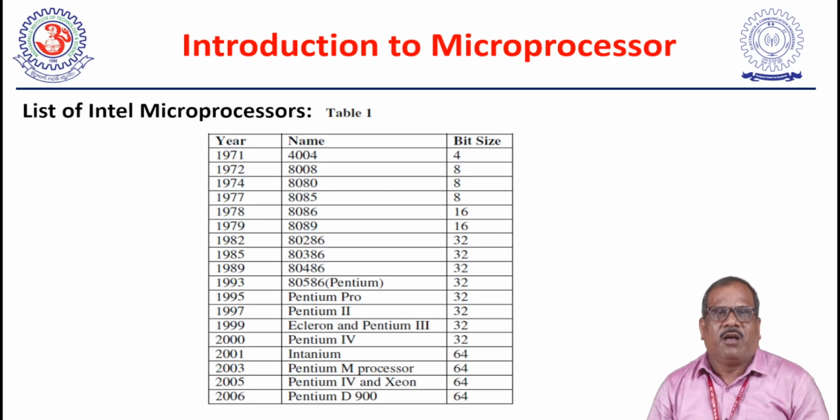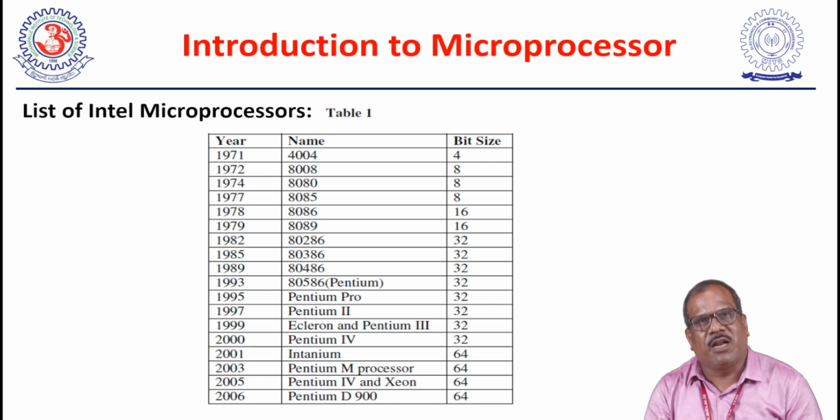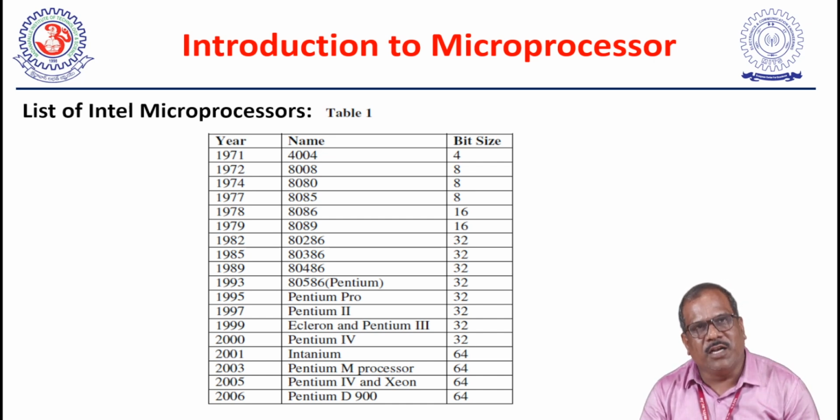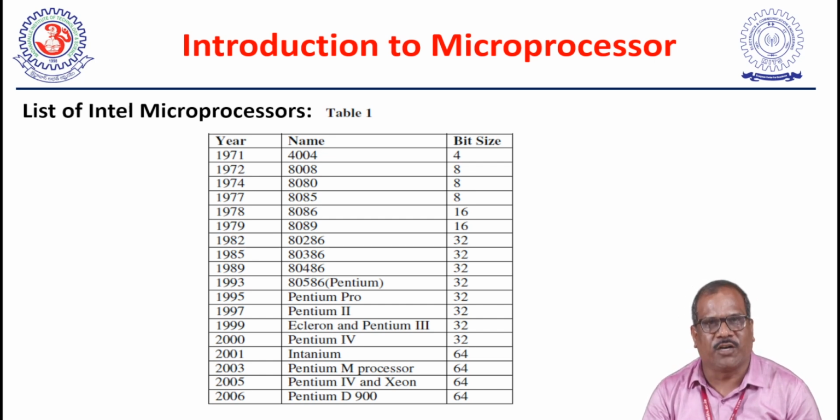Next, microprocessors can be fabricated by different manufacturers. The most widely used manufacturer is Intel Corporation. Intel introduced various microprocessors: Intel 4004, Intel 8008, Intel 8080, and Intel 8085. These are the various microprocessors introduced by Intel Corporation.